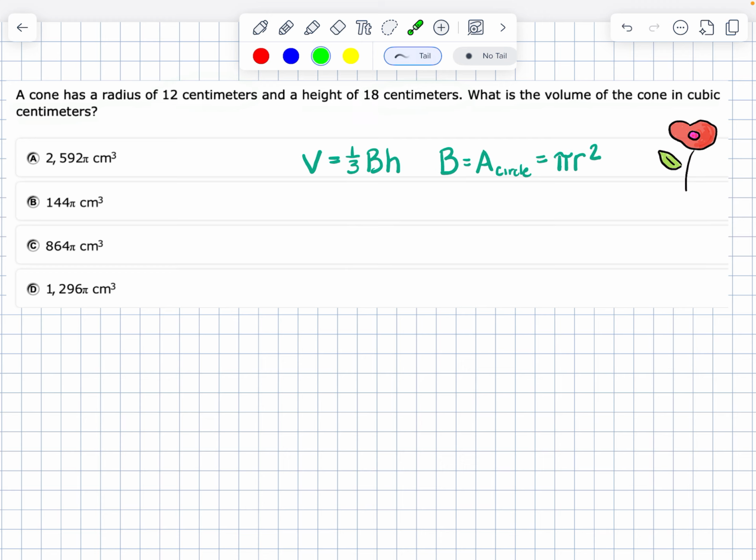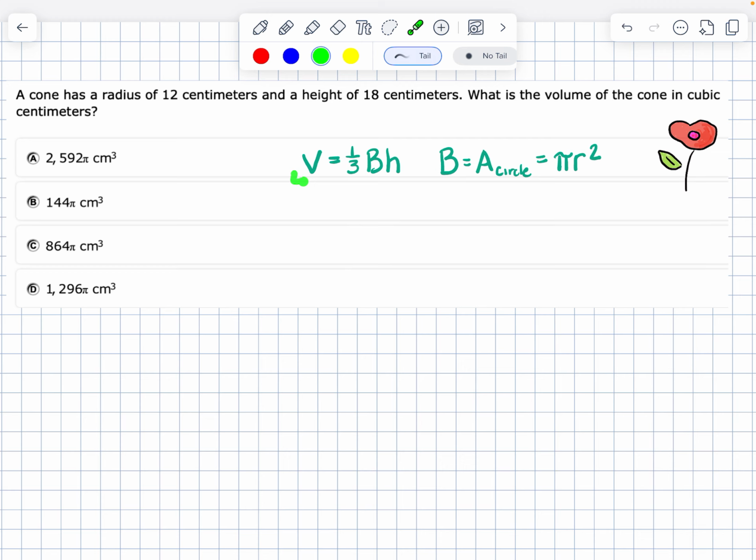And let's look at all these answers here. They're all in centimeters cubed, which is what we want. And they all have the symbol pi in the answer. Okay? And that just means we are going to leave the answer in terms of pi, meaning we don't have to do that final multiplication step. Okay? So that makes it a little bit easier.